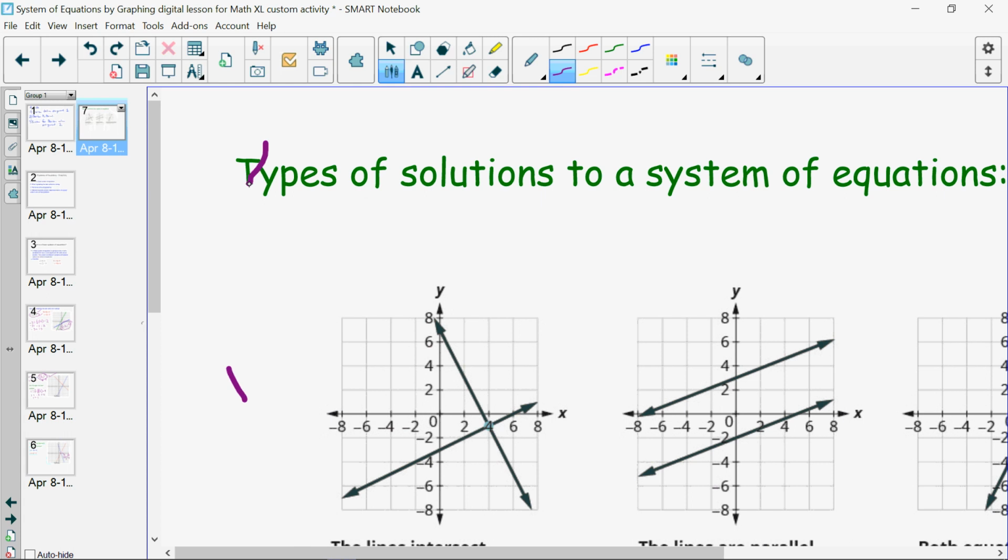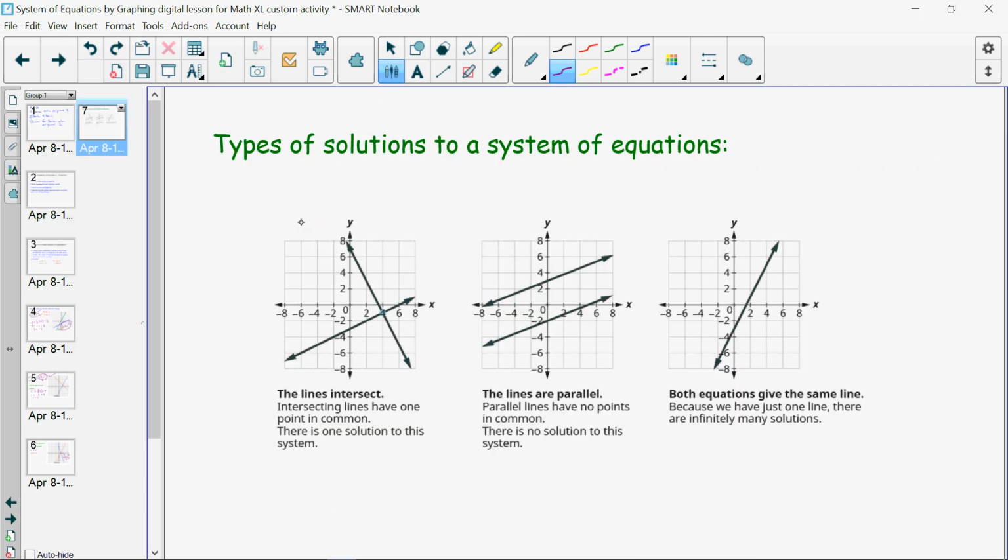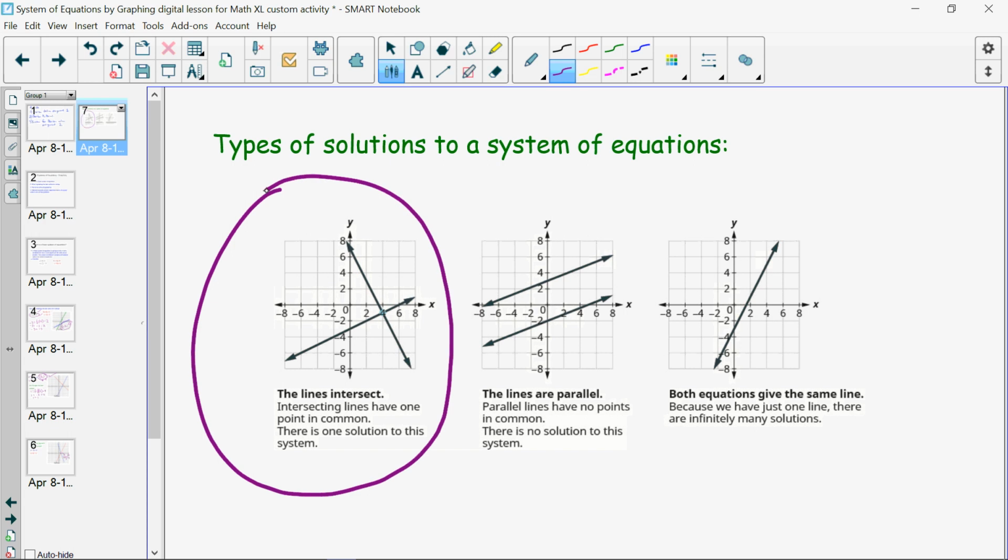Can I zoom out? I hate when I do that. So let me zoom back in. We already went over this anyway, but there. So there are 3 possible types of solutions to any system of equations, not just when you graph. You might get one solution, and that graphically looks like this. So you have 2 lines that cross. The point where they cross means that that point is an answer for both lines, which means that is the answer to your system of equations.